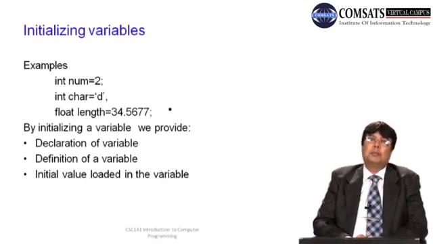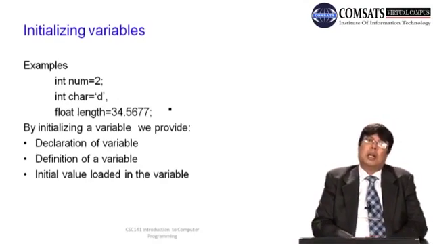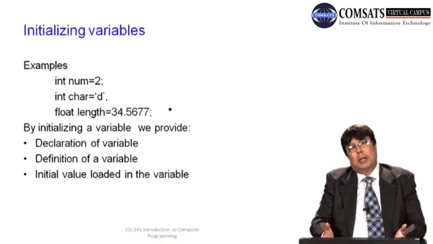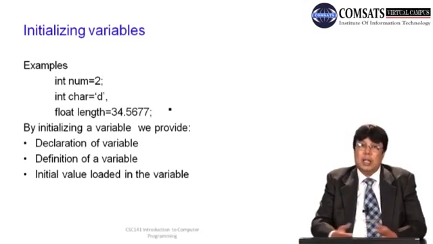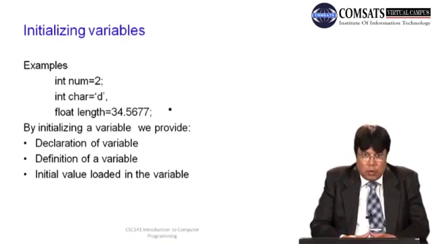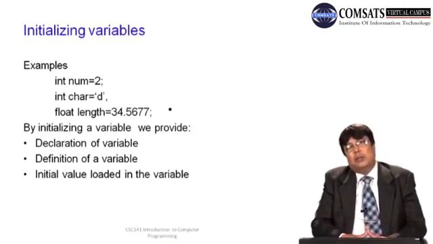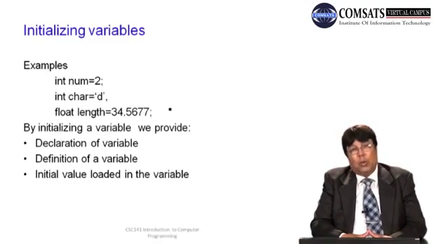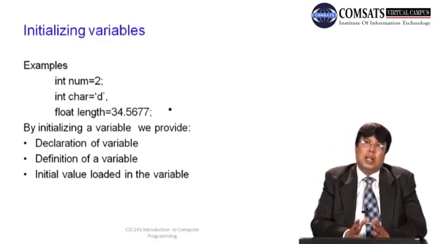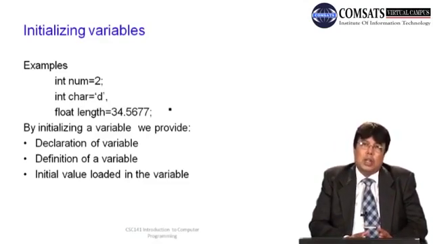Initialization of a variable. This you will understand easily, because when we initialize a variable, it performs both the tasks. It declares the variable and it defines the variable. When we say int num equal to 2, it means we have declared an integer variable, named it num, and assigned it an initial value equal to 2. So declaration is done, definition is done, and the initial value is assigned. It is in fact the first time you put data into the variable, and the definition is done by the system.